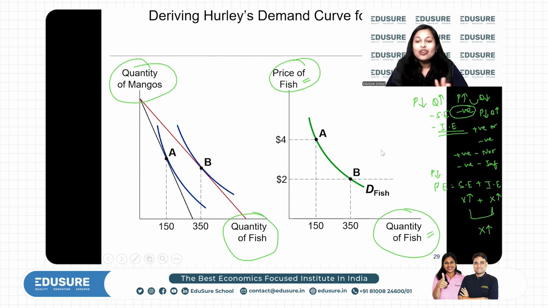So the law of demand says as price increases, quantity falls. As price falls, quantity increases. That's the general law of demand. And using our indifference curve analysis, using the price change, we can derive the law of demand. We can derive the downward sloping demand curve. So in this case, we see that this is the downward sloping demand curve for fish.